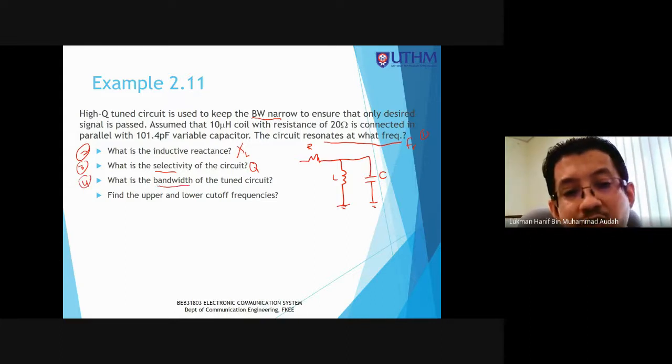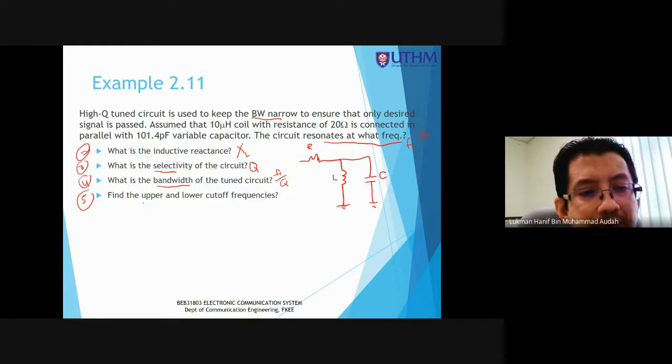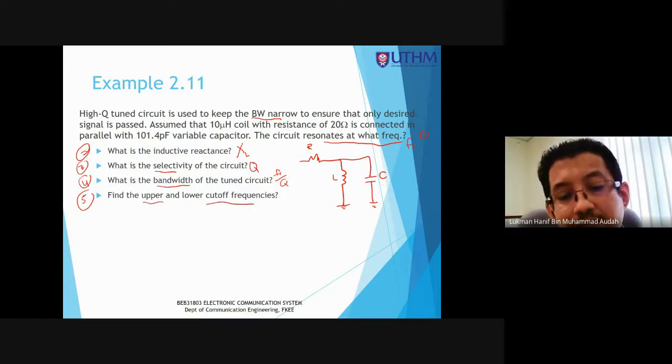This is the bandwidth that we saw in the selectivity topic previously. So it is equal to FR over Q. And then, find the upper and lower cutoff frequency.